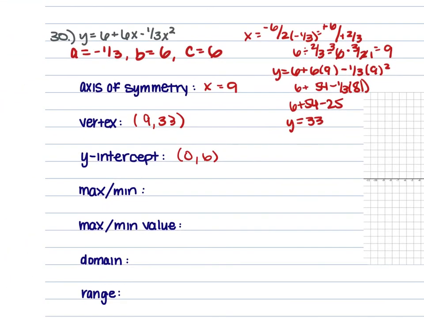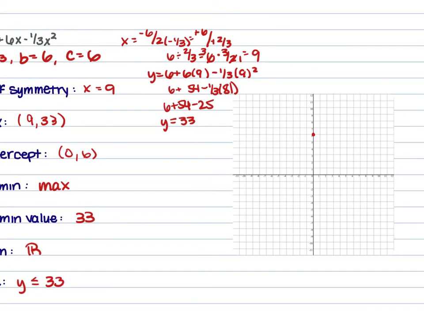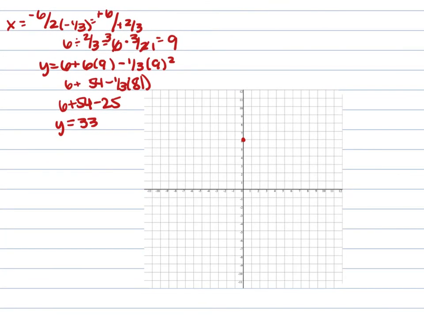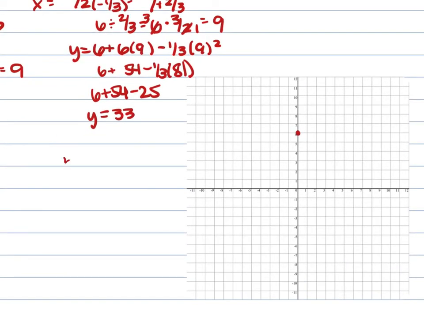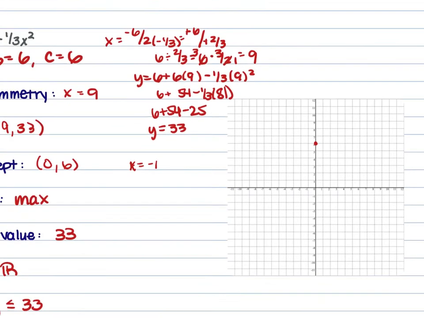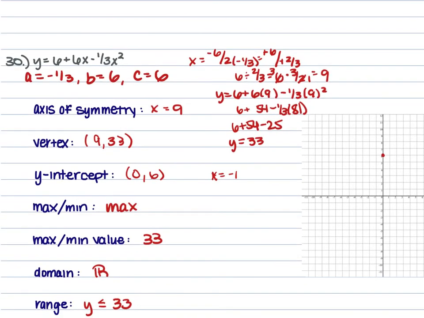And then we have a maximum value, because of that negative 1/3, our maximum value is the 33. Our domain is all real numbers, and our range is y is less than or equal to 33. Now, you can choose points from here to plot this. If you did, let's say, negative 1, you can do 6 plus 6 times negative 1 minus 1/3 times negative 1 squared.